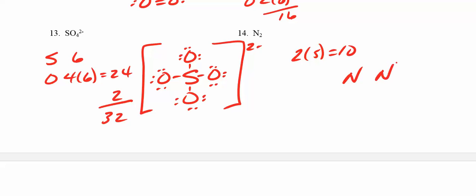So we have a nitrogen here and a nitrogen here. 1, 2, 3 bonds between those. That's 2, 4, 6, 8, 10. The Lewis structure for nitrogen gas has a triple bond. Don't forget that, by the way. That's a triple bond between the 2 nitrogens for nitrogen gas, and we're done with number 14. Let's move on to the advanced questions now for honor students.